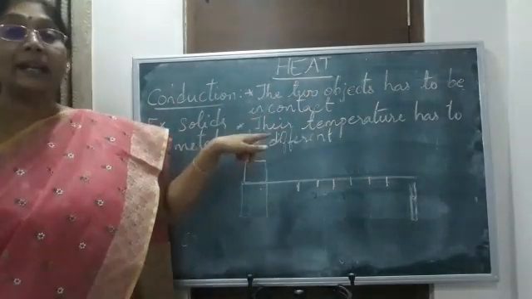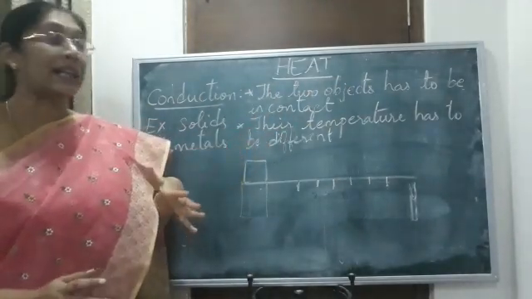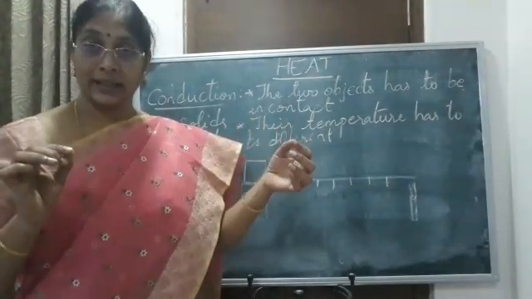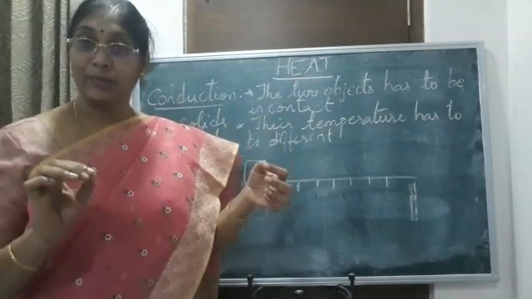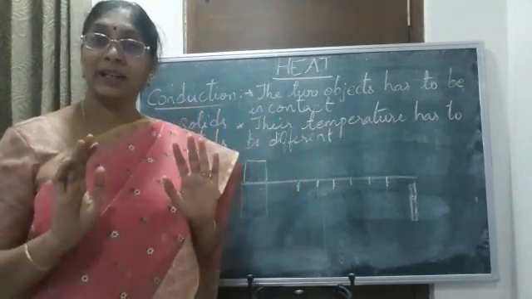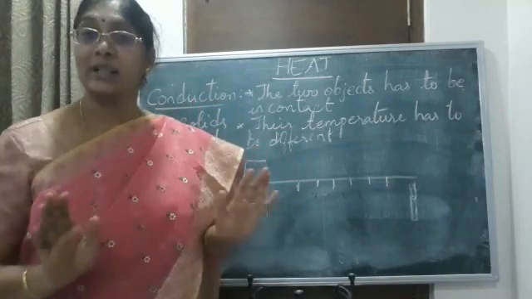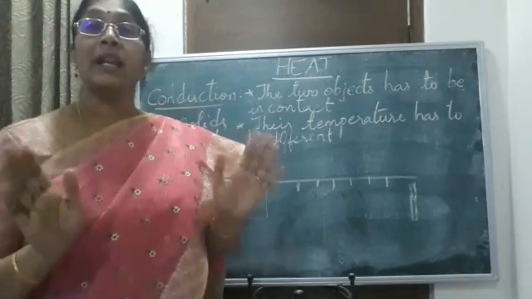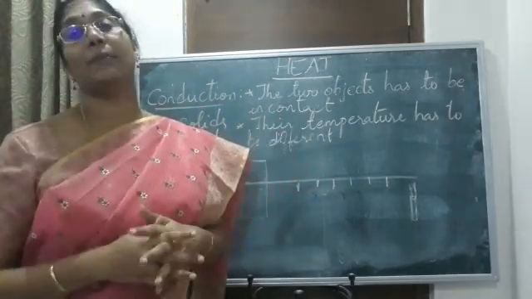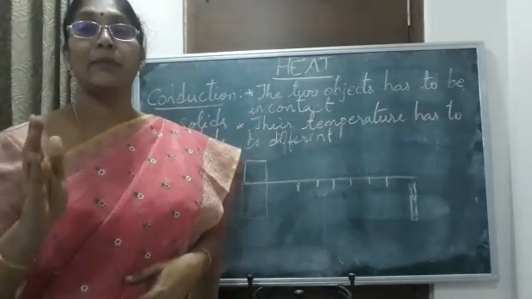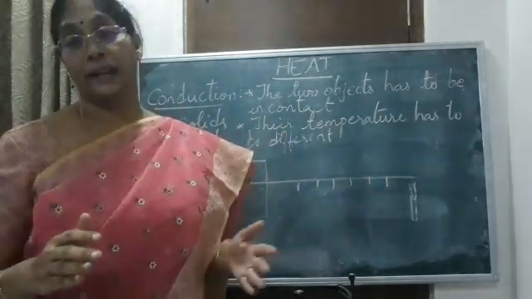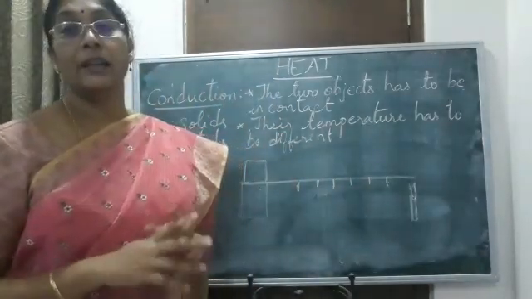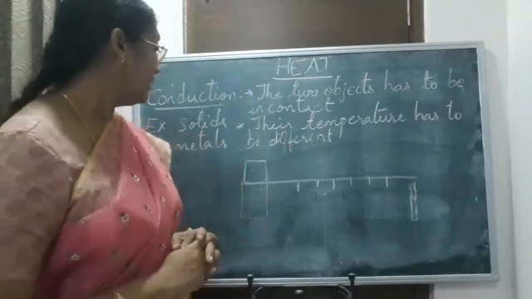The second one is that their temperatures have to be different. Suppose heat is conducted from one end to the other end, and both ends have the same temperature. Will there be transfer of heat by conduction? No, there will not be any transfer of heat by conduction. If heat has to be transferred by conduction, the two ends should have a difference in temperature, and then the flow of heat will be from the hotter end to the cooler end. That is conduction.